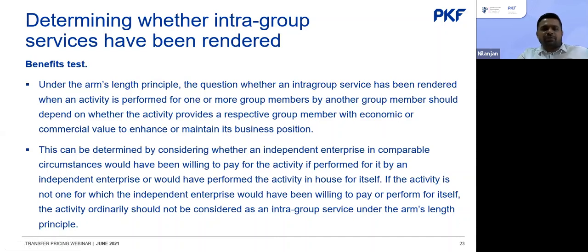A couple of concepts which I'll quickly run through in relation to intragroup services: the first is doing a benefit test. The question of whether an intragroup service has been rendered should depend on whether the activity provides a group member with economic or commercial value to enhance its business position. So this is something we need to demonstrate in the transfer pricing report, that this intragroup service has provided us benefit and commercial economic value. This can be determined by considering whether an independent enterprise in comparable circumstances would be willing to pay for this activity.